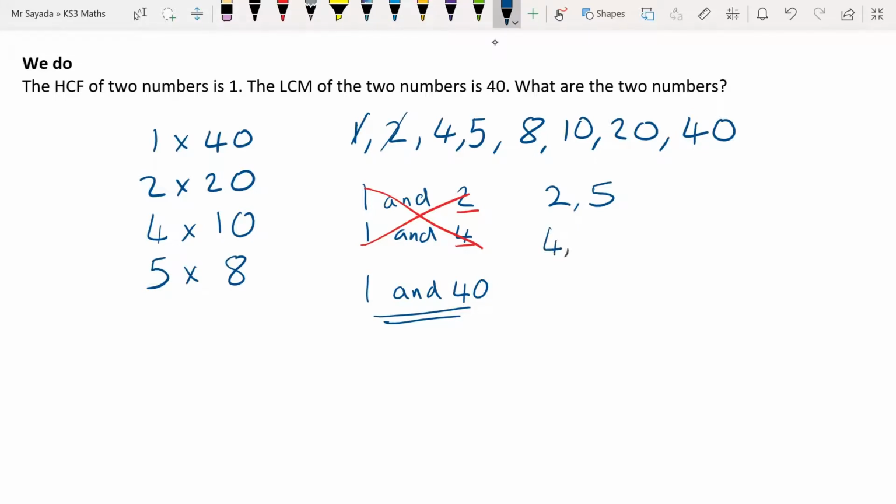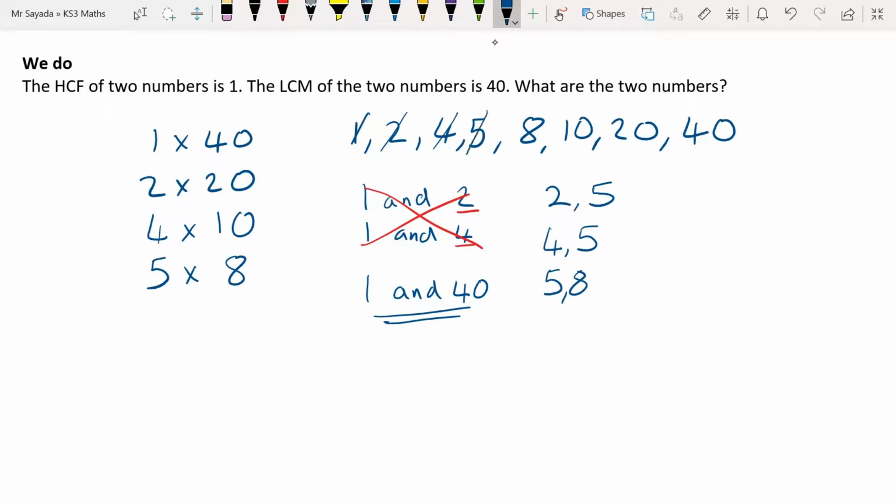4 shares a factor of 4 with 8 and 20 and 40, and shares a factor of 2 with 10. So the only combination which makes it have a highest common factor of 1 is 4 and 5. That's 4 dealt with. We could also have 5 with 8. They don't share any other factors apart from 1. But 5, 10, 20, and 40 all share a factor of 5.